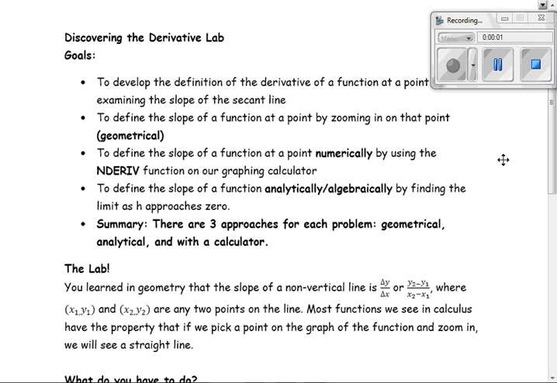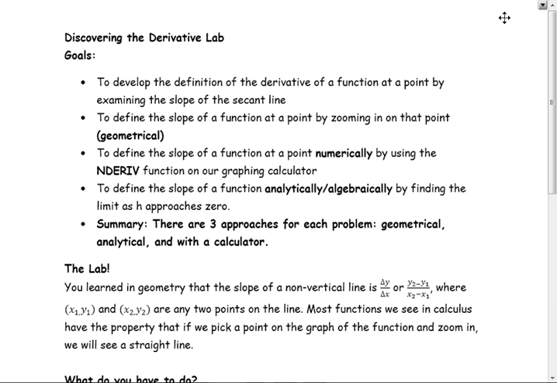Here's the plan. We have a derivative lab. It's going to be 25 points, summative. No, it's not due Monday. It's due Wednesday. Well, I'll give you the whole thing, so it's just patience.